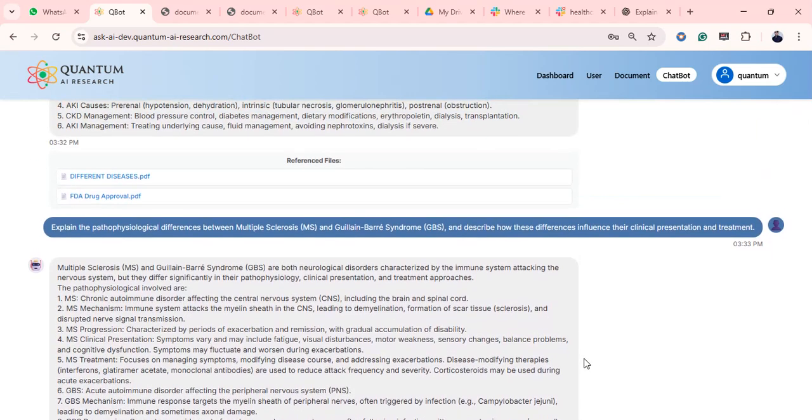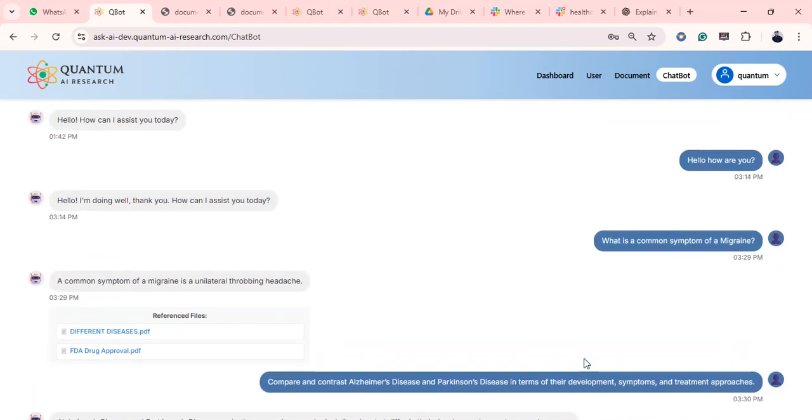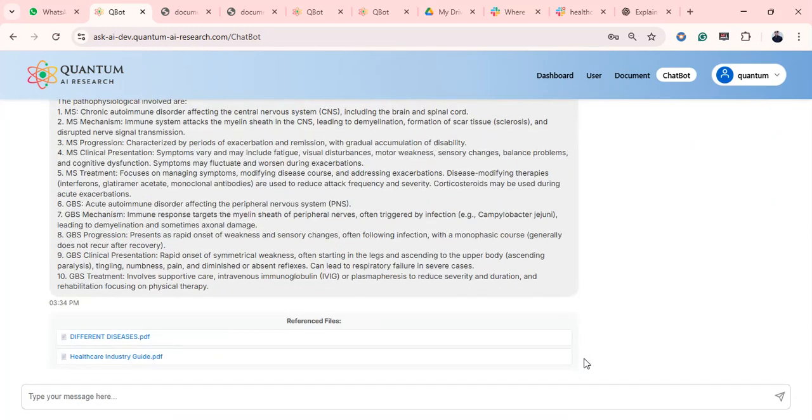Now, let's ask some off-topic questions. An off-topic question means the document should not have anything related to it. If a user asks something unrelated, for example, can you tell me about my today's weather? I do not have any document related to the weather report or today's weather.